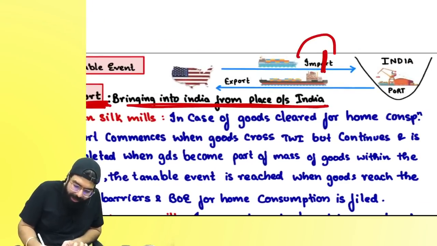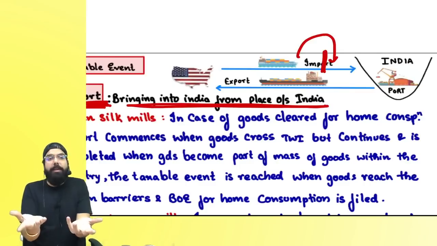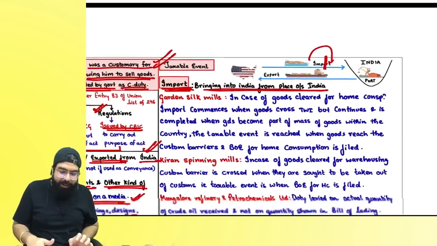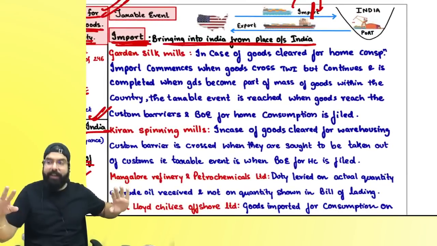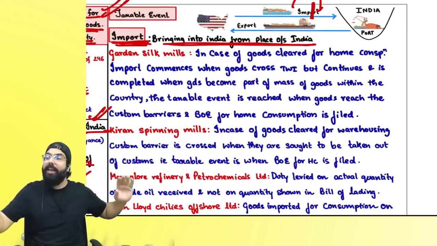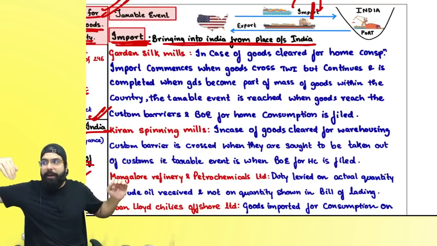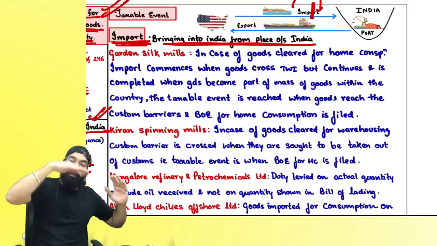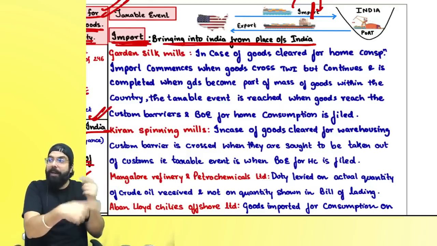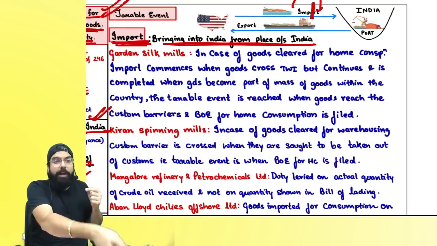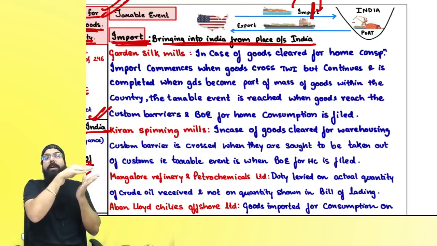So if a ship is coming and it enters the territorial waters of India, it is import. But what will be the taxable event? In the case of Garden Silk Mill, the court decided that when the ship enters the territorial waters, it is import. That is when the import starts. Import will continue. Import commences when the ship enters the territorial waters of India, but it will be completed, and the taxable event will be reached when the importer files a bill of entry and is willing to take the goods out of the customs boundary.